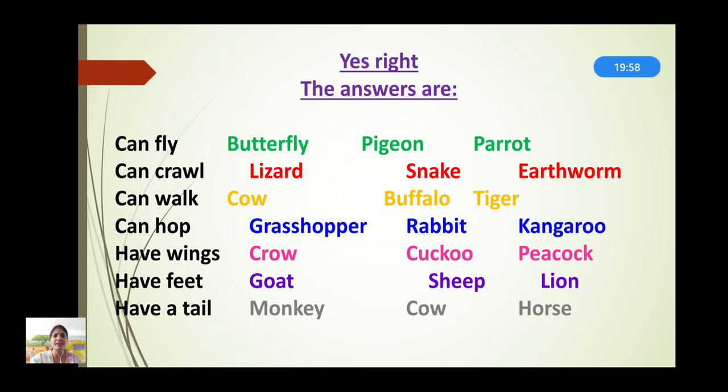It may be any other birds because all the birds have wings. Yes. Now feet. Feet also you can write goat, sheep, lion, isn't it? It is required for them to move around. Now animals that have tail, yes, monkey, cow and horse. I hope you all have written this answer.